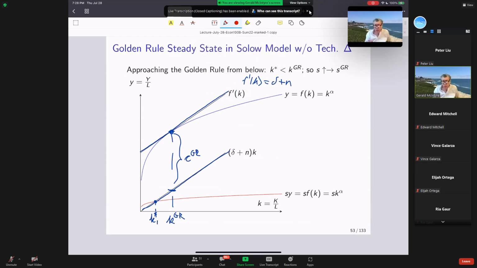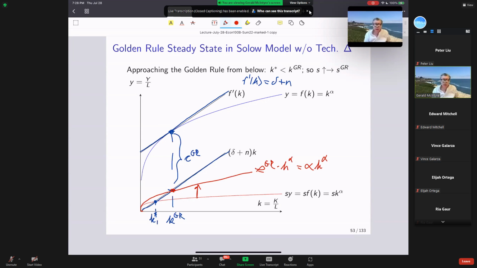So what you would want to do is generate a higher savings rate, the golden rule savings rate, shift this function up, s times k to the alpha. And we know what the savings rate is. It's alpha times k to the alpha. And that would take you into the golden rule, which would have the highest consumption per worker.